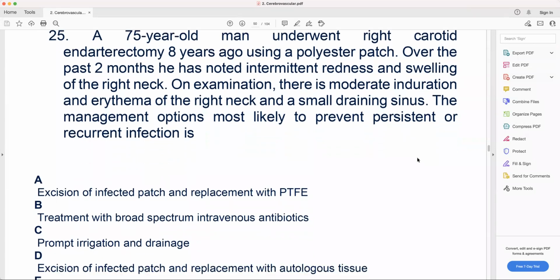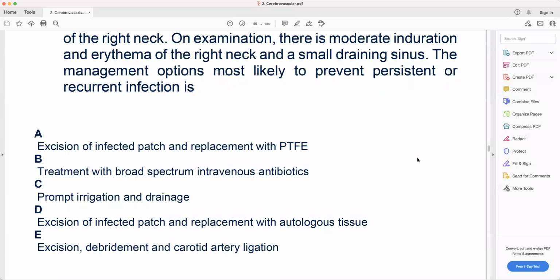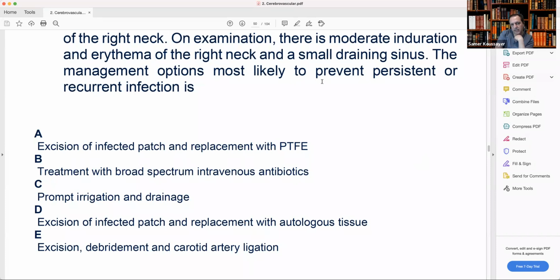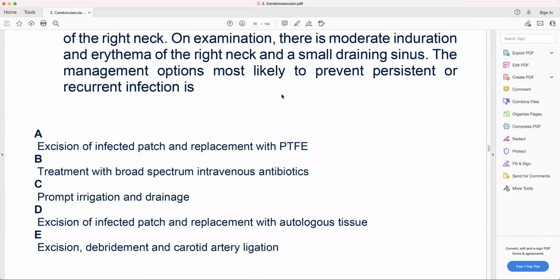Let's see what they said. Excision of infected patch and replacement with PTFE. No, it's also a foreign body. Treatment with broad spectrum intravenous antibiotics. I think because of recurrent infection and there is already a sinus, antibiotics is not an option, except if there is high risk for surgical intervention. But the question said they want the option most likely to prevent persistent or recurrent infection. Antibiotics will not do that. It may cool it down now, but it will come back.